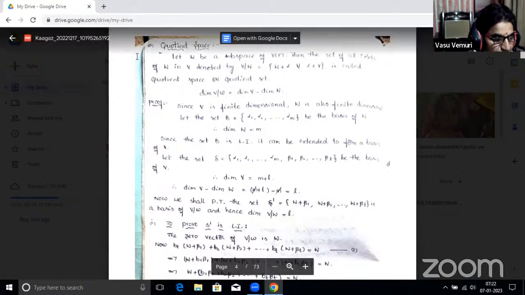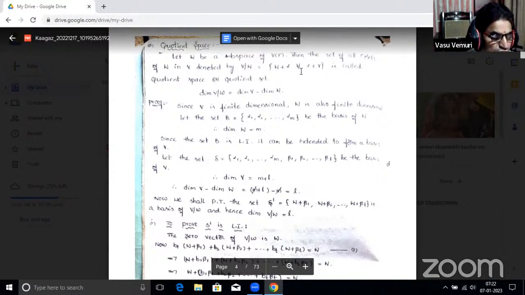Okay. Now, what is the quotient space? This is one of the important concepts. Let W be a subspace of V over F. Then the set of all left cosets or all right cosets of W in V is denoted by V by W. So the quotient space is denoted by V by W, equal to the set of W plus alpha such that alpha belongs to capital V. So W plus alpha is there, W plus beta.